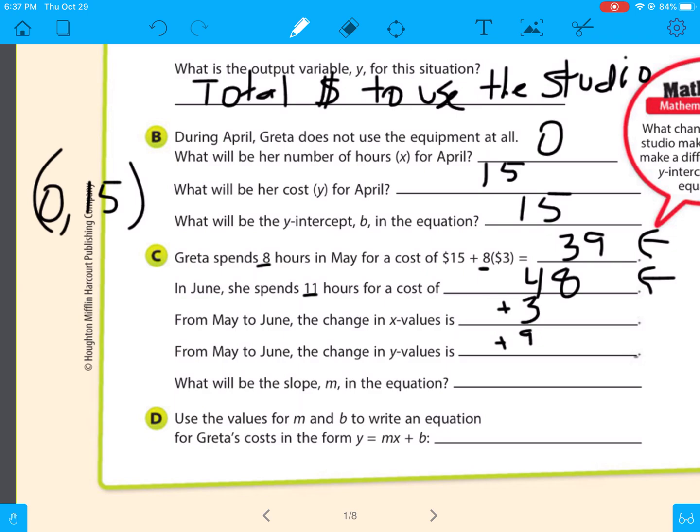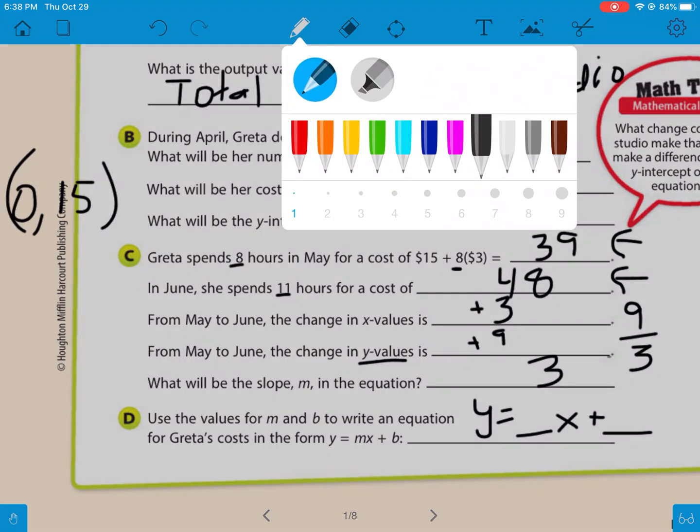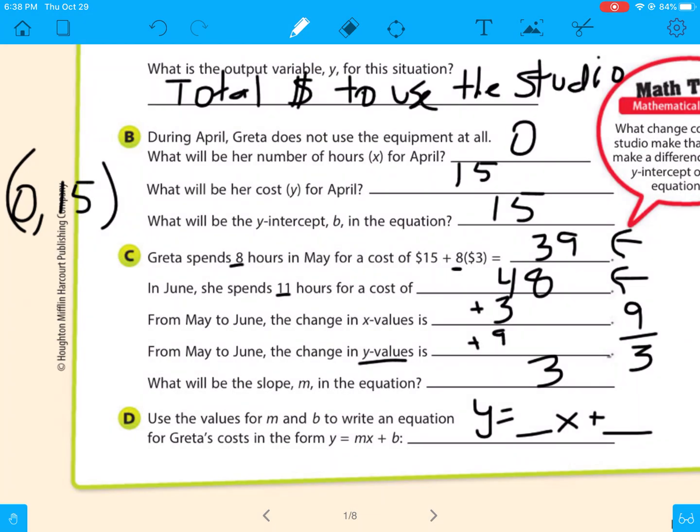Now what will be the slope? Remember, change in y divided by change in x. They're both positive. 9 divided by 3 is 3. So your slope is 3. And you're going to write it like y equals something x plus b. And that's where you find your y-intercept. Your y-intercept goes for the b. So your y-intercept is 15, and your slope is 3. So your equation is y equals 3x plus 15.